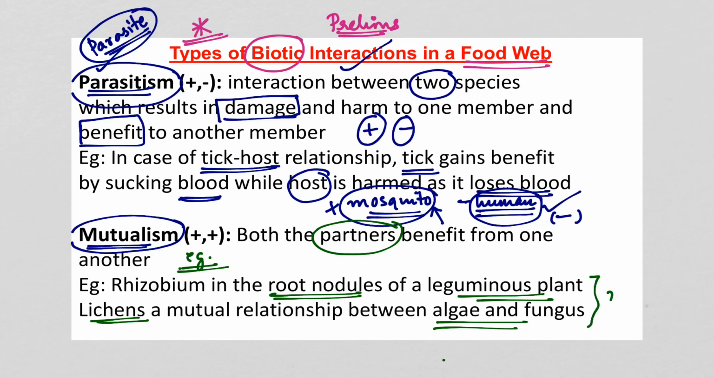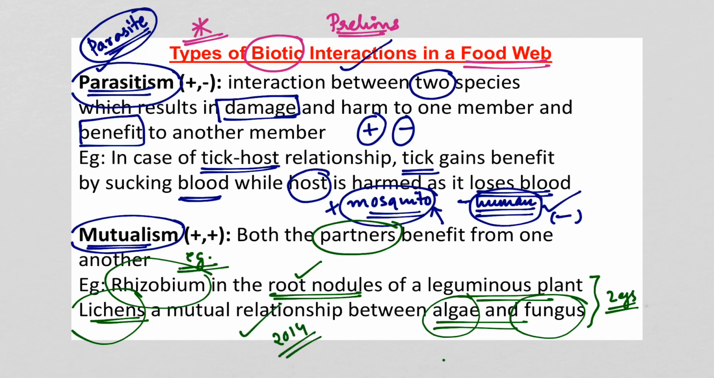These two are the good examples. So first one, rhizobium, which are found in the root nodules. So they are mutually beneficial to each other. Then lichens are a very good example of mutual relationship between algae and fungus. And this was a question that was asked in the 2014 UPSC Civil Services preliminary examination. So such relations are very important.